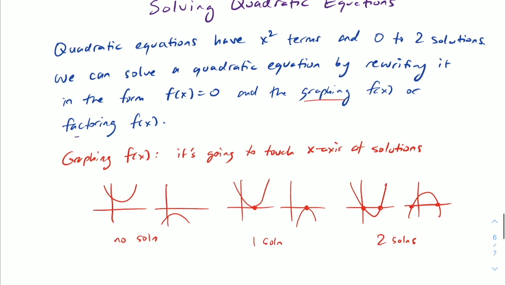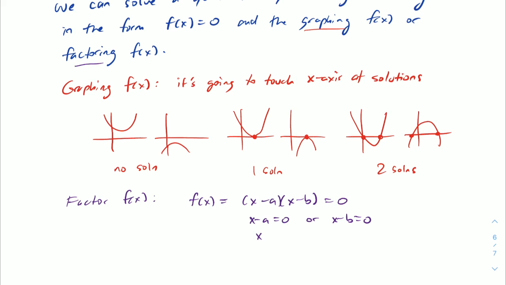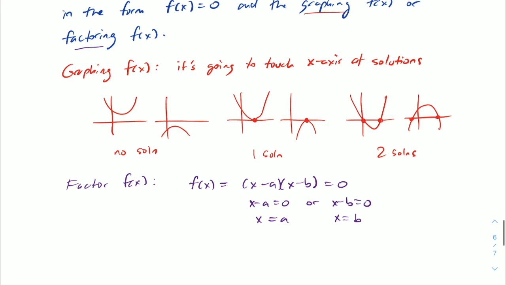Okay, let's talk about factoring. So if we factor this f of x, say we got something like x minus a times x minus b, then the zero product property is going to tell us that either x minus a equals 0 or x minus b equals 0. And if x minus a equals 0, then x equals a. And if x minus b equals 0, we're going to have x equals b. So by factoring, we can find solutions to this equation.